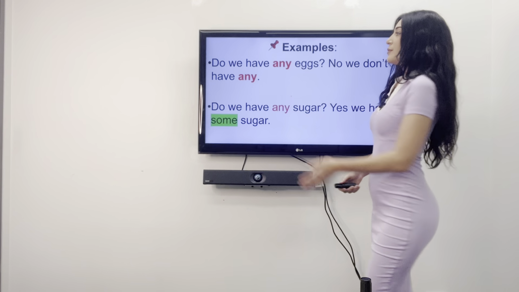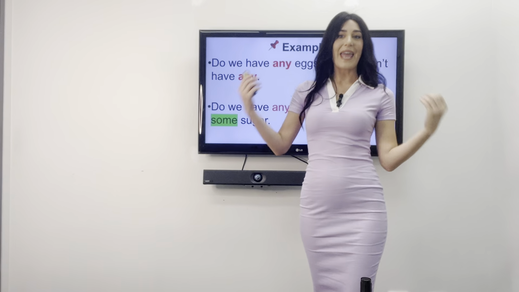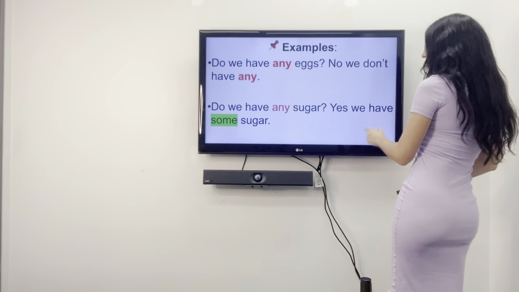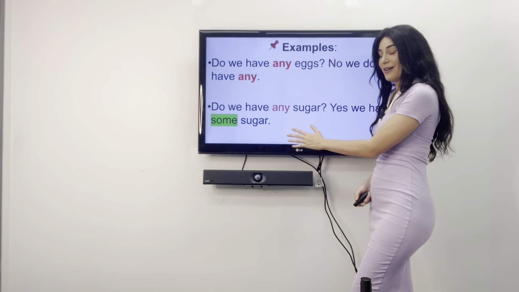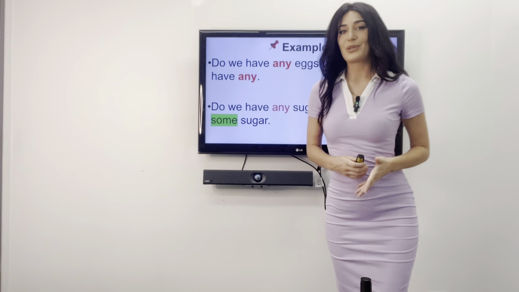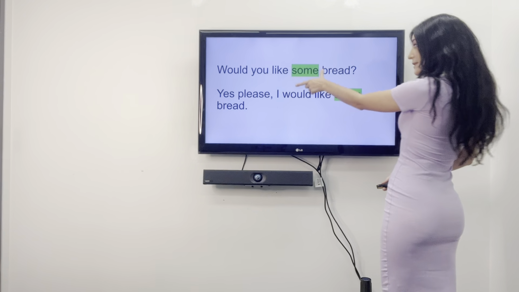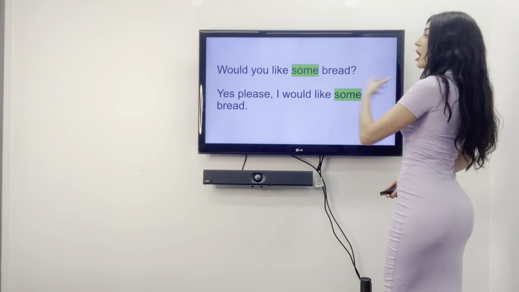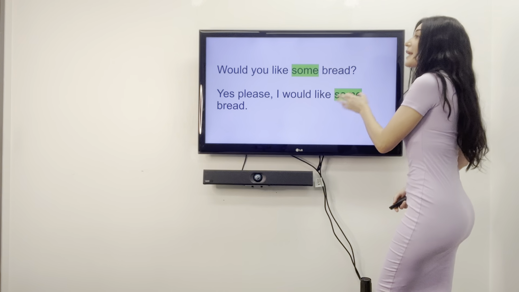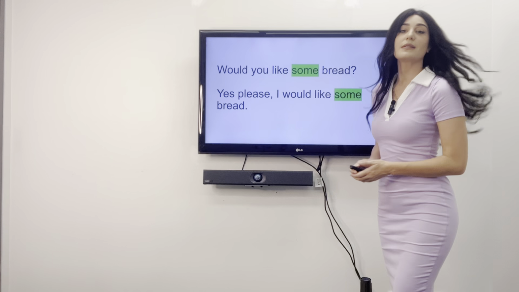For example, do we have any eggs? No, we don't have any. Do we have any sugar? Yes, we have some sugar. Okay, so just understand positive versus negative responses. Would you like some bread? I'm offering someone something. Yes, please, I would like some bread. Positive response, so I'm using some.